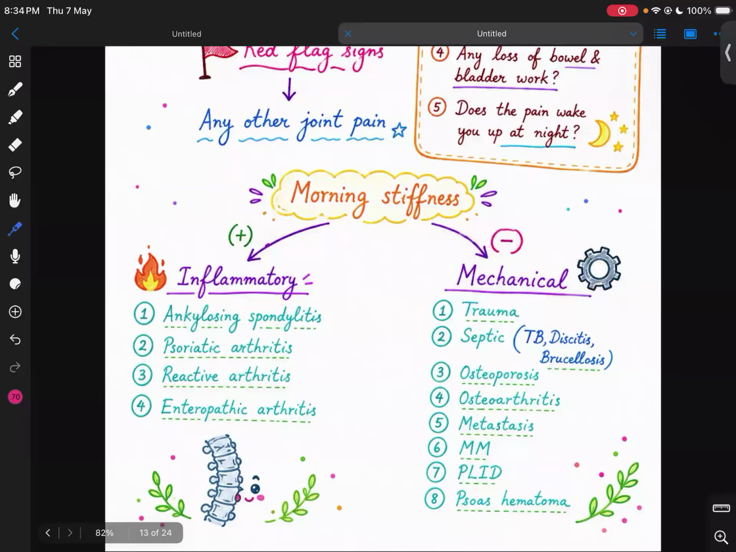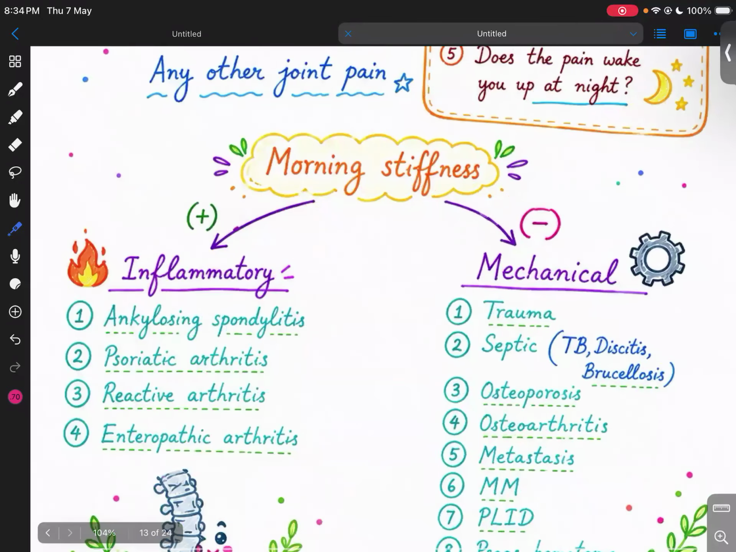The causes of inflammatory back pain are the seronegative spondyloarthritis. There are 4. They are ankylosing spondylitis, psoriatic arthritis, reactive arthritis, and enteropathic arthritis. What will be the screening questions for them? For ankylosing spondylitis, there is no specific screening question. It is the low back pain of inflammatory nature. This is itself the screening question. Apart from this, for the AS, there is no other screening question.